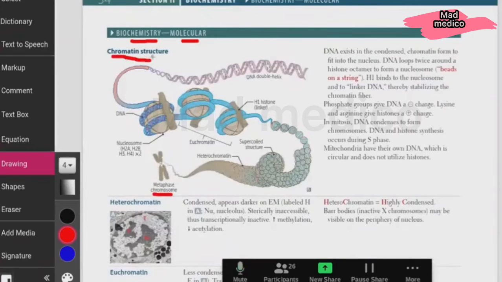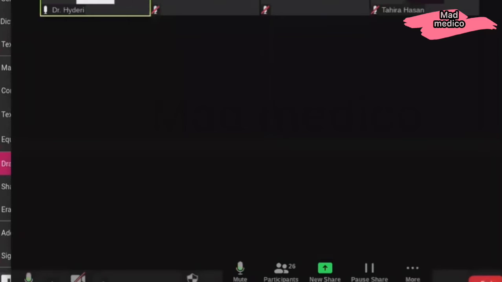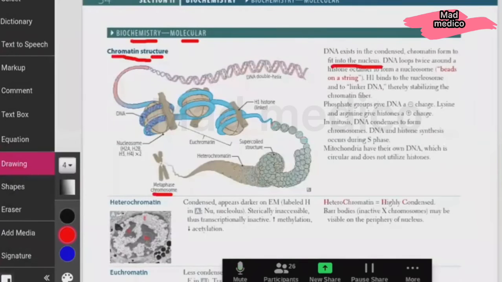First of all, the structure of chromatin. Chromatin is basically DNA. It exists in the condensed chromatin form to fit into the nucleus. DNA is condensed because it is such a long piece of information. If it was not condensed into a smaller piece, it would not be able to fit inside the nucleus. So the DNA is condensed to form a small chromatin form to fit inside the nucleus.